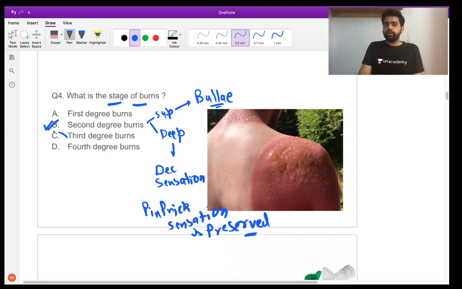What about the third degree burns? In this, the characteristic finding is scar formation. Okay, so scar formation is a characteristic finding of third degree burns, and in the fourth degree burn there is exposure of the underlying bones and the muscles.